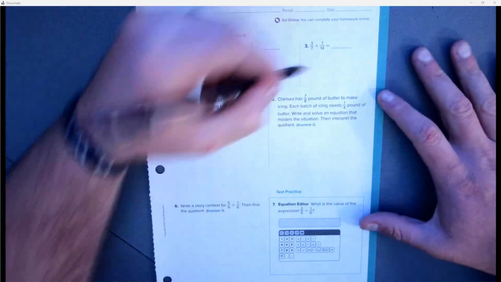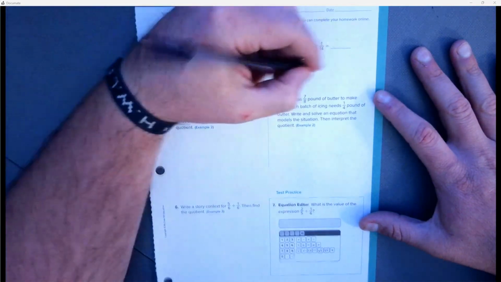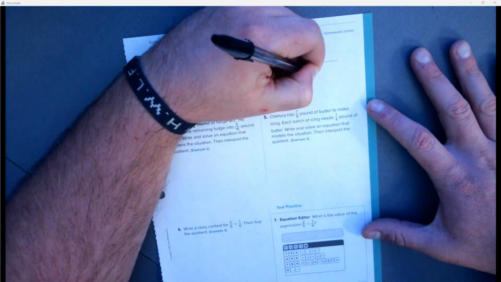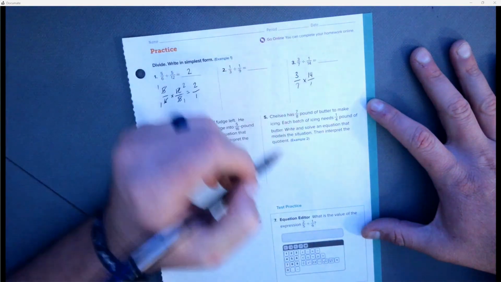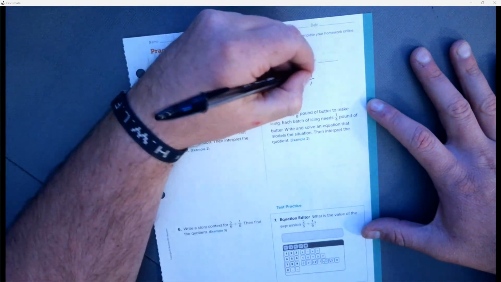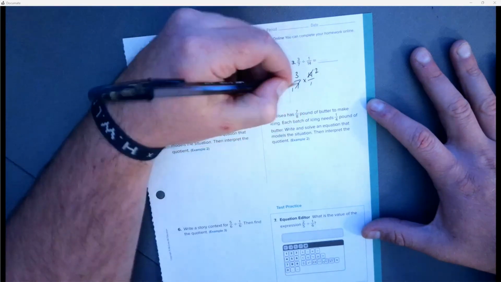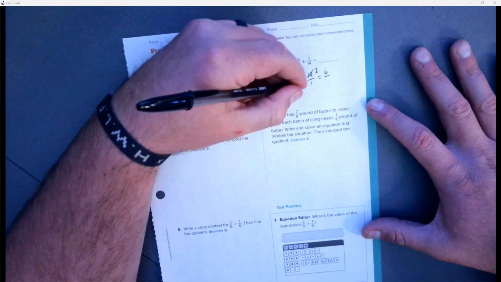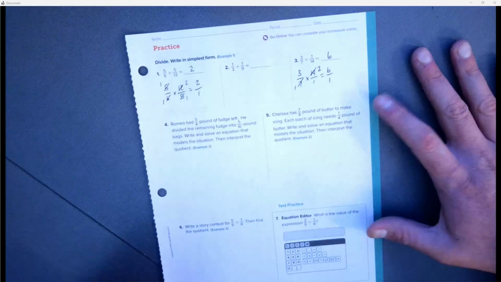Number 3, 3/7 divided by 1/14. We have keep, change, and flip. We can cross simplify our 7 and 14. 7 can go into both of those. 14 divided by 7 is 2. 7 divided by 7 is 1. 3 times 2 is 6. 1 times 1 is 1. So 3/7 divided by 1/14 is 6.